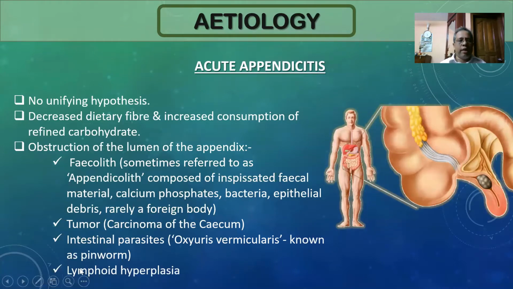Another one is lymphoid hyperplasia. It is also a very important term. The appendix is very rich in lymphoid tissue. Whenever the patient has a viral infection, that viral infection causes generalized lymphatic hyperplasia. That lymphatic hyperplasia at the base of the appendix may swell there, block the appendix, and present as acute appendicitis along with the viral disease.